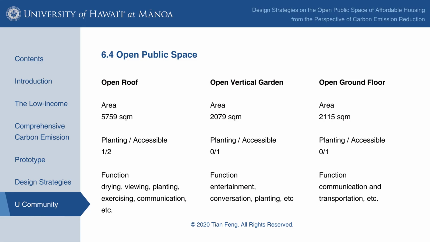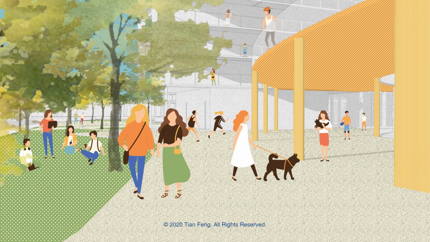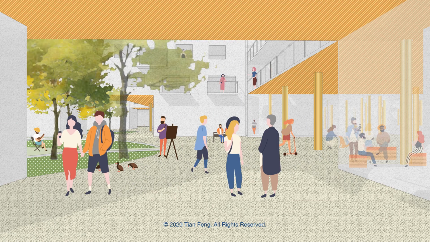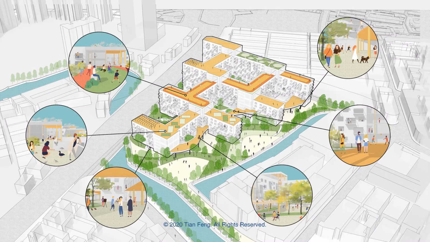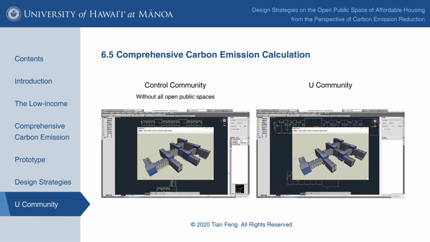In this design, the area of open ground floor accounts for about 1/3 of the projected area, and the open ground floor is arranged as whole blocks to minimize the physical carbon emission. Here are some renderings. This figure shows the renderings and where they are.